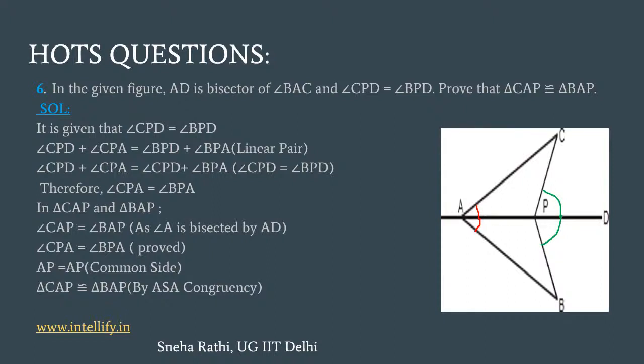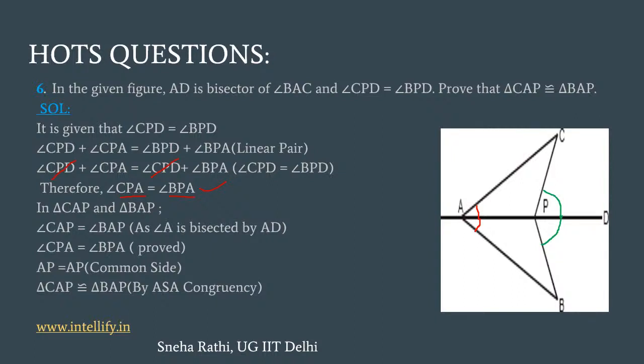Now you all know that angle CPD plus angle CPA will be a linear pair. Similarly, angle BPD plus angle BPA will also be a linear pair, which means the sum is 180. So angle CPD plus angle CPA will be equal to angle BPD plus angle BPA. Now you know that angle CPD is equal to angle BPD, so you can replace BPD with CPD. Now you can cancel CPD on both sides. So you get CPA is equal to BPA.